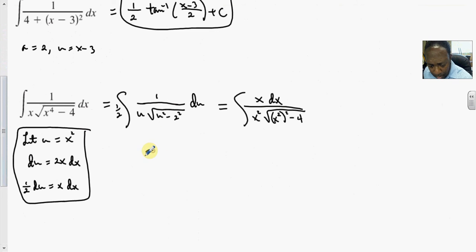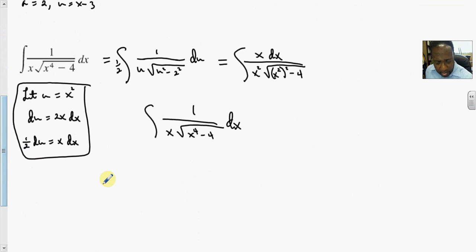So here, this does give us dx over, this is x times the square root of x to the fourth minus 4. So the problem is good in our substitution. So where we started from, the substitution, we're able to get back to that exactly.